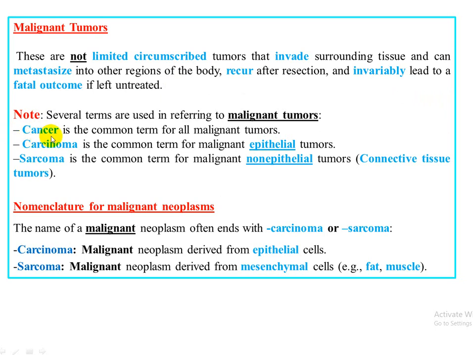The term cancer mostly refers to a malignant tumor. The description or term refers to malignant tumor.